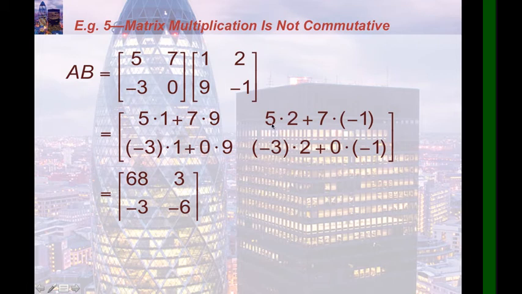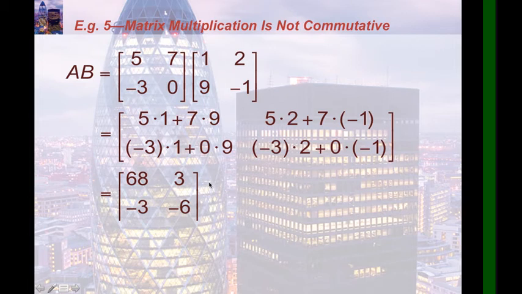Sundin mo yung tinatawag nilang MDAS. Okay? Hindi pwedeng 5 times 2 plus 7. Hindi pwede yan. Yung multiply ka muna bago ka mag-add. The negative 3 times 1 is negative 3 plus 0 times 9 is negative 3. So negative 3 times 2 plus 0 times negative 1 is negative 6. Okay, so this is now the product of A and B.